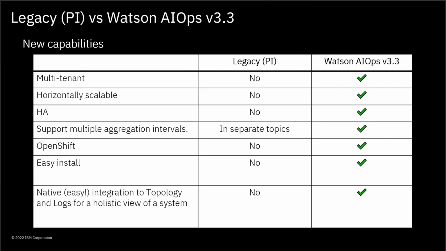We can now support multiple aggregation intervals, so you could send us 1-minute data, 5-minute data, 10-minute data, 15-minute data, hourly data, and we'll analyze it all together. And you don't need to worry about topics and things like that like we had historically. We're native into OpenShift. We're using Kubernetes operators. The install is very simple. It's part of the overall AIOps install.